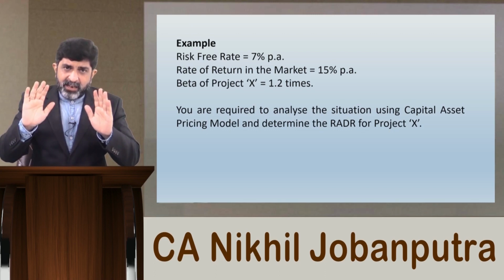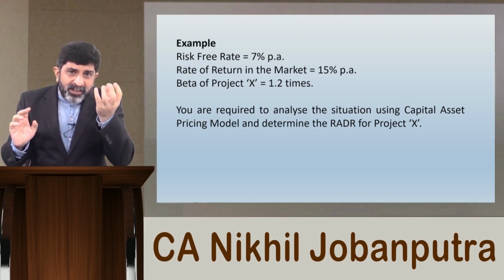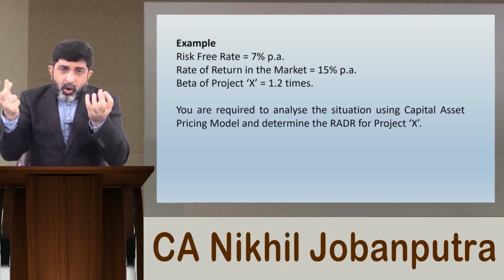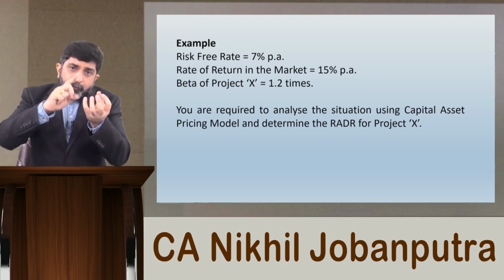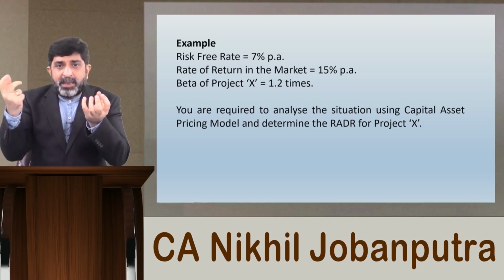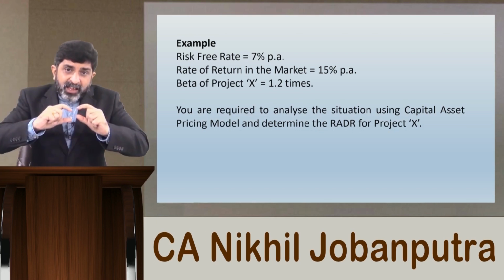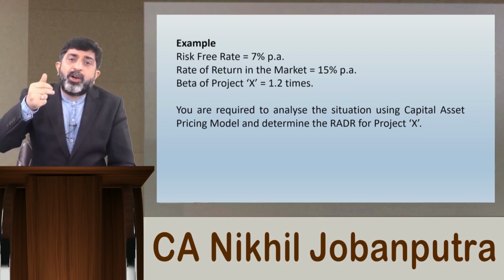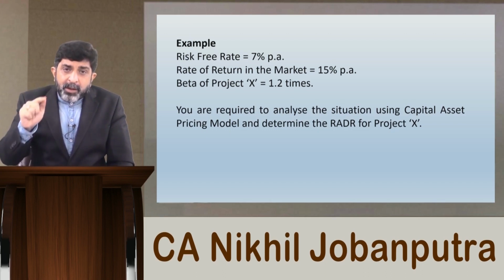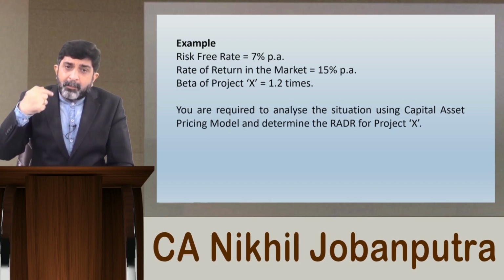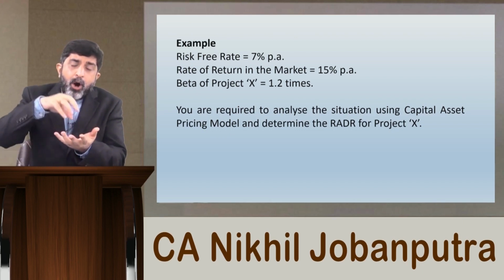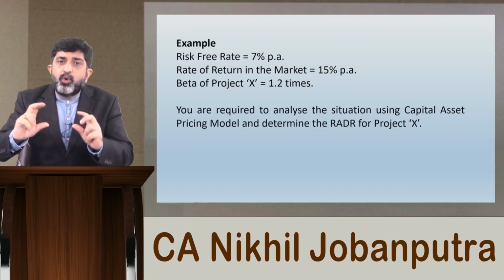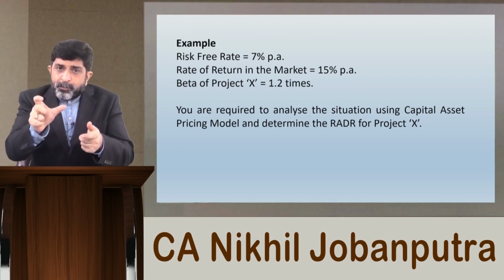Let me explain this again. For the degree of risk prevailing in the market, the premium is 8%. We have already analyzed that. So for market risk, the premium is 8. If the risk is 1.2 times that of the market, the premium also should be 1.2 times that of the market. You simply tell me how much is 1.2 times 8. 8 into 1.2 will give you 9.6.